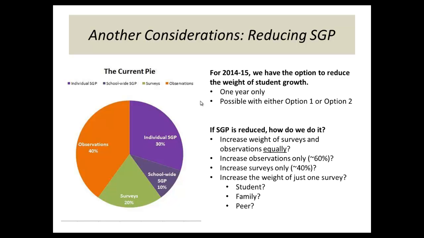So the question then becomes, if we were to reduce the weight of student growth, how do we do it? Do we increase the weight of surveys and observations equally? Do we increase just the weight of observations to something around 60%? Do we increase surveys only, making them around 40% of the pie? Or do we increase the weight of just one survey? Student, family, peer, is there one survey that you would want to see have a larger slice of the pie than it currently does?